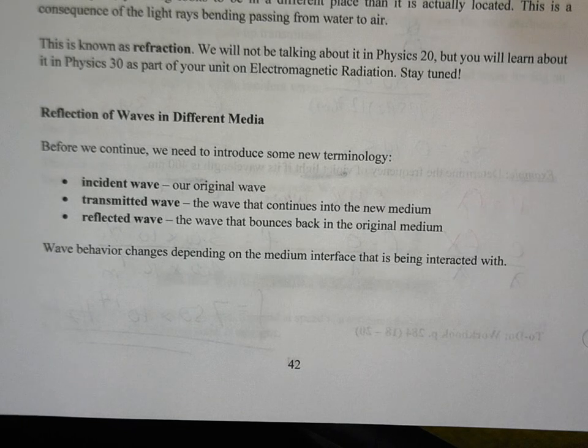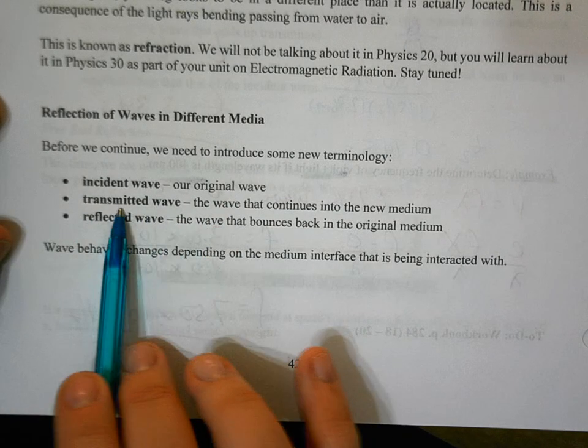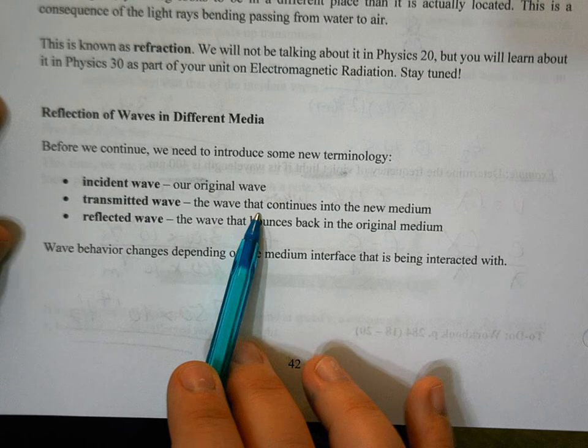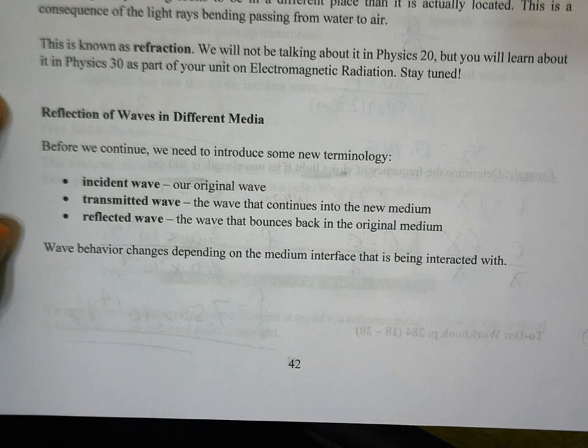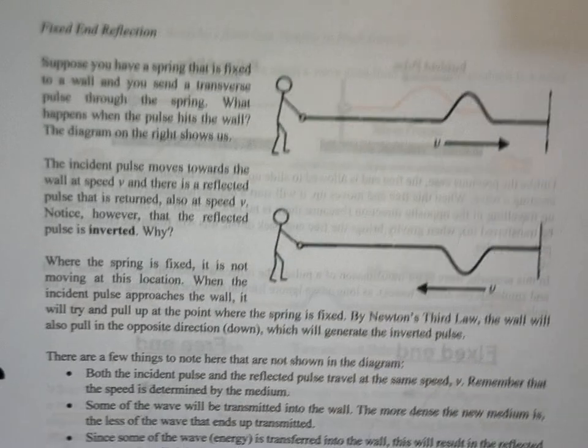Just before we get into this, this is looking at the reflection of waves between different media, so going between two different types of media. The incident wave is the original wave. The transmitted wave is the wave that will continue into the new medium, and the reflected wave is the one that's going to bounce back in the original medium. Hopefully these terms will make more sense when we have some diagrams. The wave behavior is going to change depending on the medium that the interface is interacting with.